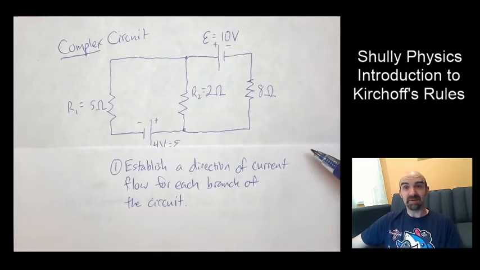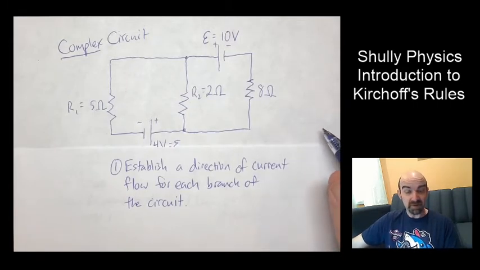It doesn't have to be the right direction. We're going to see in the end, if you end up getting a negative value for the current, then you just guessed the incorrect direction, and the negative corrects you. And you actually have the result. You have the direction of the current and the value of the current in the end.